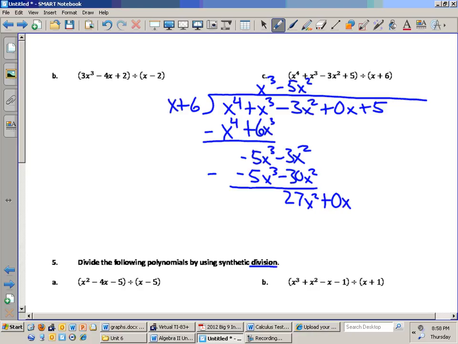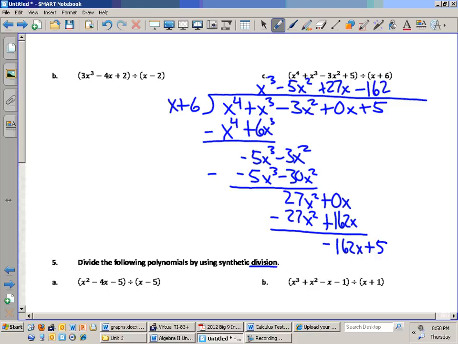So what do you multiply x by to get 27x squared? Multiply by 27x. Multiply that through. 27x squared plus 27 times 6. Well, 20 times 6 is 120. 7 times 6 is 42. This is 162x. Subtract. Negative 162x plus 5. What do we multiply x by to get negative 162x?